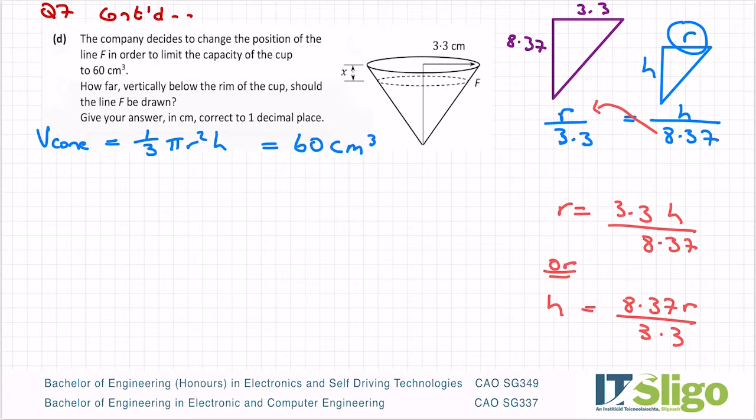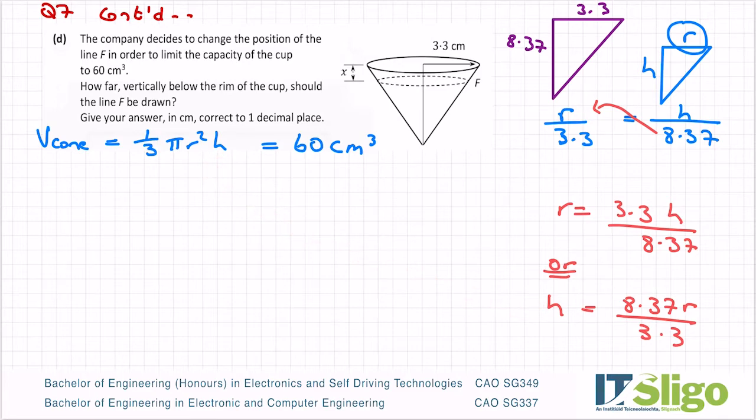Okay, so there's my two choices based on these proportionate sides from similar triangles. You write it in terms of r or you write it in terms of h. So 8.37 over h is equal to r over 3.3, or h is equal to 8.37 r over 3.3. Okay, so that's my only two options for this question. And what you'll do is you'll sub in for r, or you'll sub in for h here, and you'll solve it.